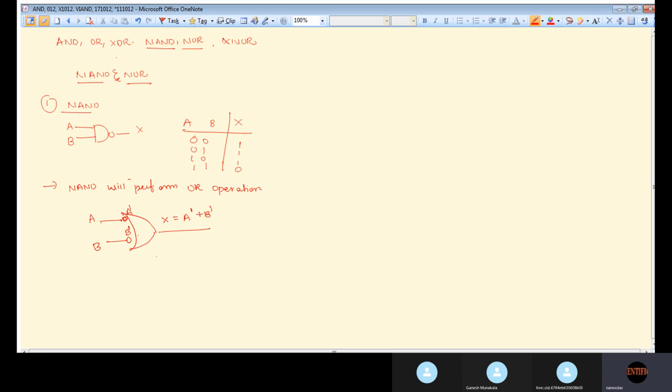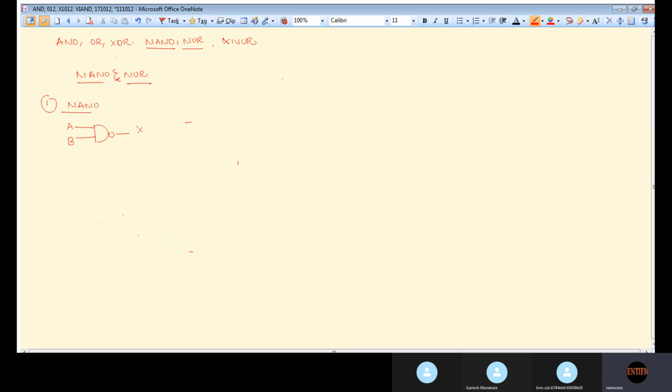So for a two-input NAND, X is equal to A complement plus B complement. So this will be equal to X is equal to AB whole complement. So like that. What we'll do is, a very small question I will ask you before this. Simply, a NAND can also be realized by ORing the inverted inputs.